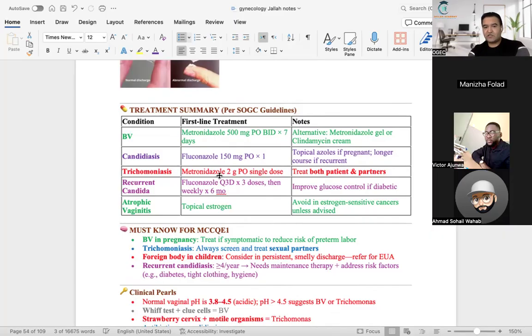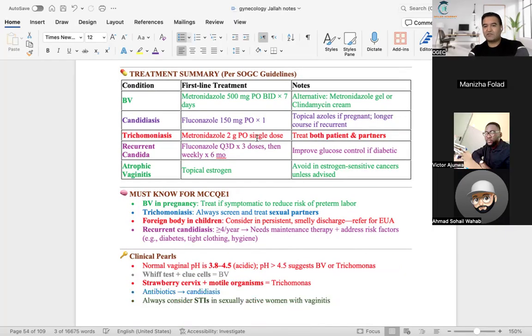Okay? Trichomoniasis, a single dose of 2 grams for the patient and a single dose of 2 grams for the partner, but this one you have to report to public health. Not only this one, all sexually transmitted diseases should be reported to public health, including Trichomonas vaginalis. Recurrent candidiasis, fluconazole: same dose, 3 doses over 3 days, then the same dose weekly for 6 months. I thought I didn't mention it.